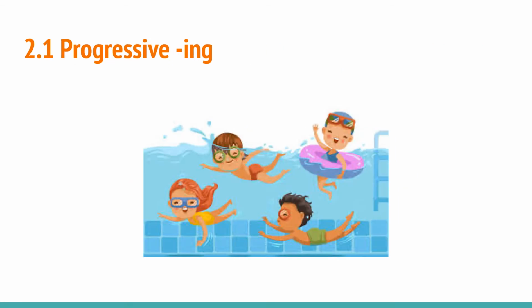Hello, this is Daniela, and on this slide I will be talking about the progressive ing. Progressive ing is used to indicate that the action is currently or was recently being done, such as the image shown, kids are swimming. The progressive form usually consists of an auxiliary helping verb like am, is, are, was, or were.